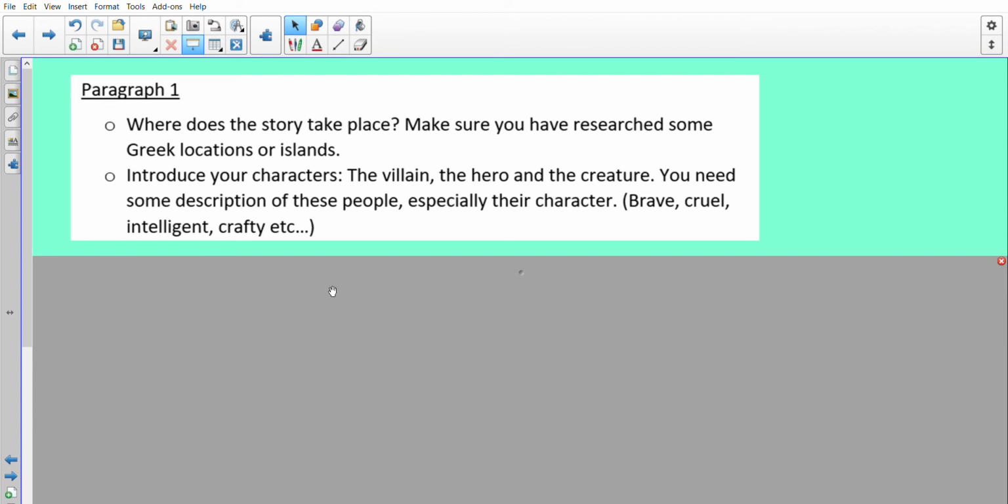So paragraph 1, where does the story take place? Make sure you have researched some Greek locations or islands. Then you need to introduce your characters: the villain, the hero, and possibly a creature as well. I think a lot of you have gone down that road, similar to Theseus and the Minotaur. We need some description of these people, but we're not getting into the really detailed one yet. We'll save the detailed description of the creature for paragraph 3. But think about their character. Are they brave, cruel, intelligent, crafty, that kind of thing?